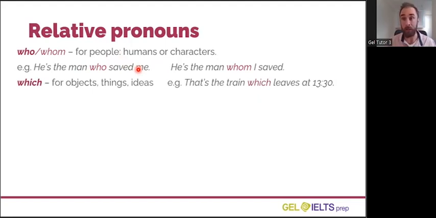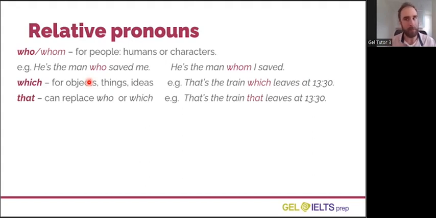Next, we have which. We use which for anything which is not a person, objects, things, ideas. You could also use it for animals as well. That's the train which leaves at 1:30. Train is an object or a thing.